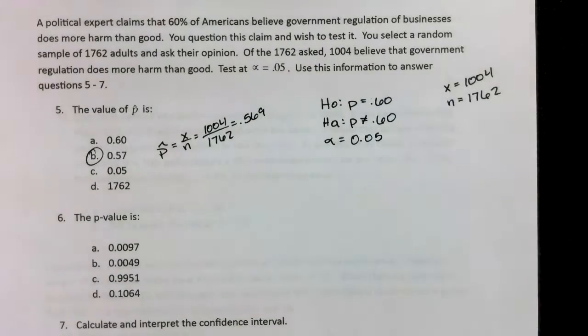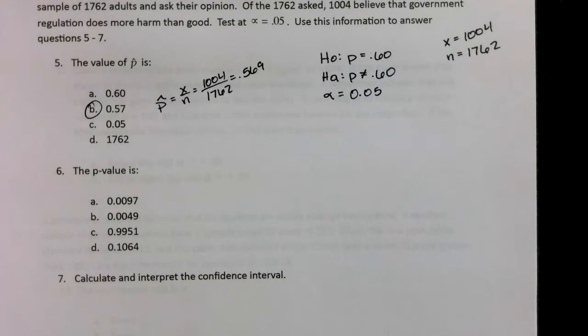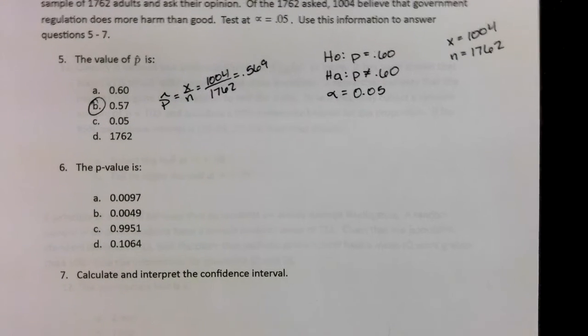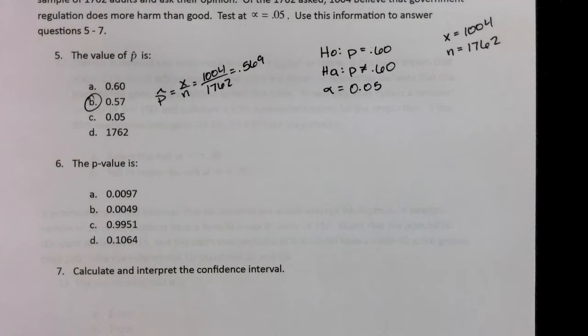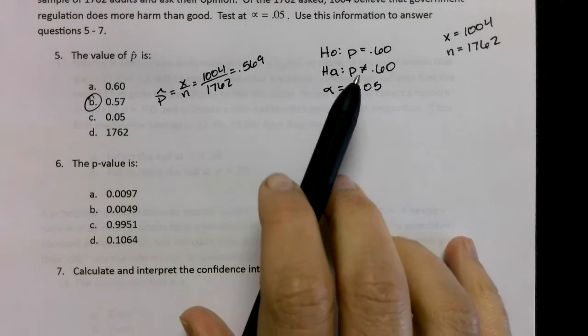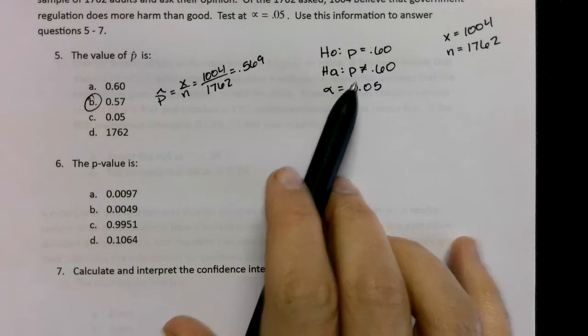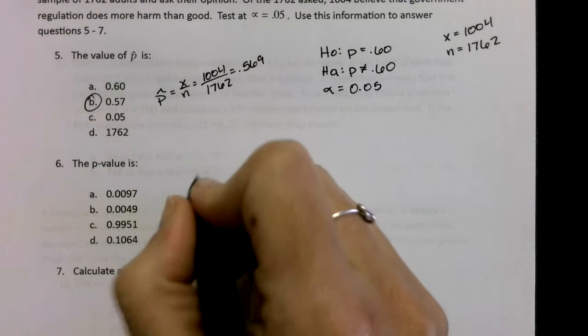Okay, so then we want to know the p-value. And again, guys, I am all for running these tests in the calculator, because you get your answers very quickly and easily. You don't have to worry about, it's a two-tail test, so we have to multiply it by 2. We don't have to worry about that.